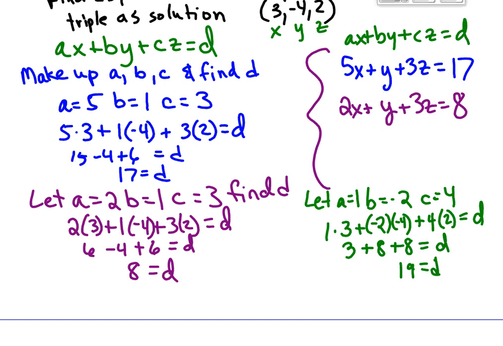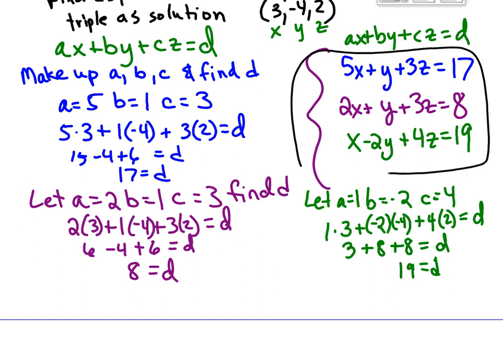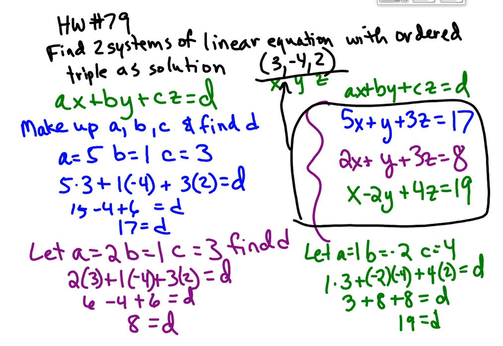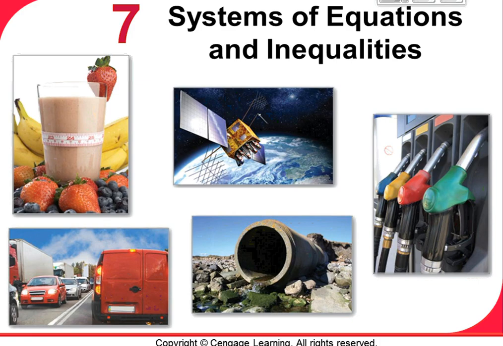And then I'll go up in here and I'll get X. So now I put in A, B, C, D. x minus 2y plus 4z equals 19. And then this is the system of equations that has that as a solution. And that's how we do a problem like that, where it's very similar to those ones that we were doing. That is the lesson for today. And I did not give you much time, so I'll give you more work time tomorrow.